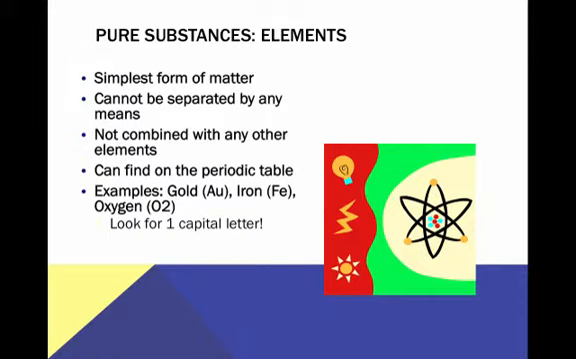Okay, pure substances made of only elements are not combined with any other elements. These are the ones you can find on the periodic table. Gold, iron, and oxygen are some examples, and you're looking for one capital letter when you're trying to identify elements.